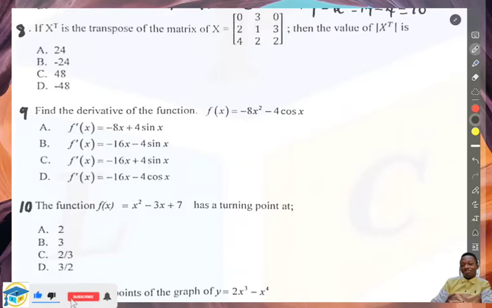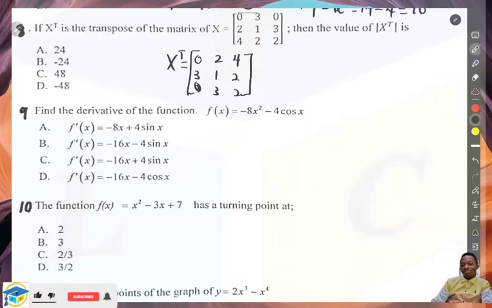So here we have matrix X, so let's do the transpose straight away. By transpose, I'll go by interchanging rows for columns. So this is my first row, 0, 3, 0, so that becomes the first column, 0, 3, 0. And then the second row also becomes the second column, so I have 2, 1, 3. And then the third row becomes the third column, so I have 4, 2, and 2. So this becomes the transpose of X.